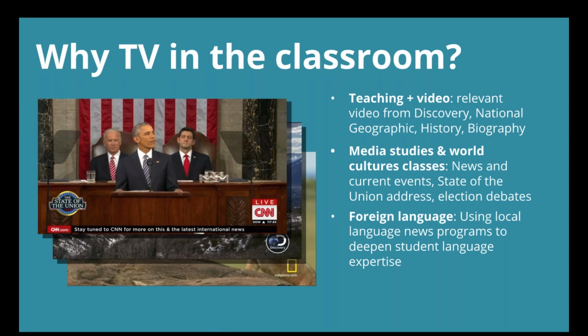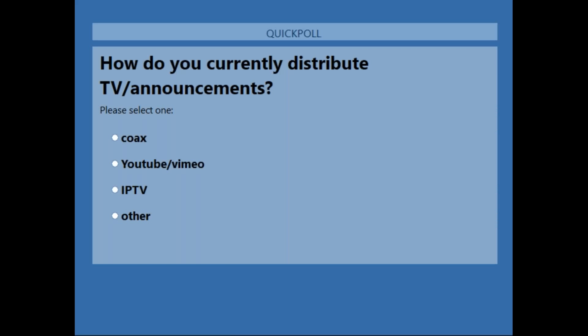So regarding our second poll question here, I do want to ask, for those of you that are looking at the morning announcements piece of it amongst everything else, how are you currently doing morning announcements? We've got a few different options up here, everything from coax to YouTube, like I said, an IPTV solution. Just trying to get a feel for what you're doing currently.